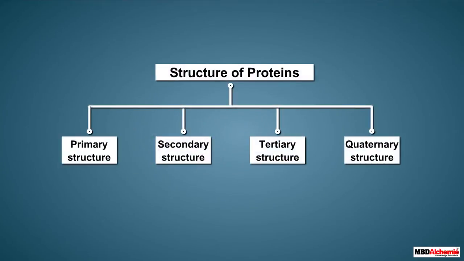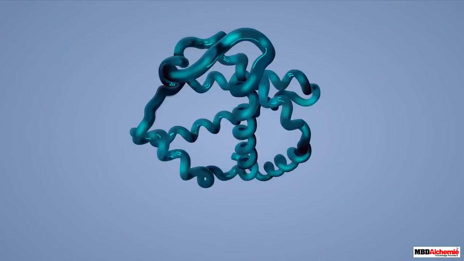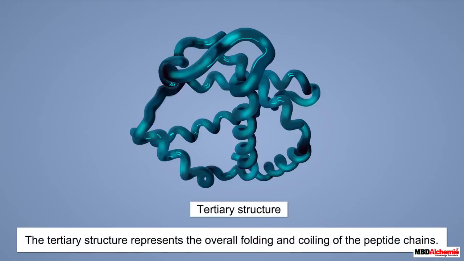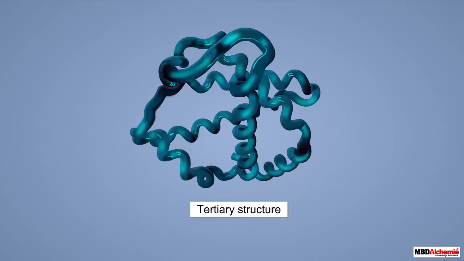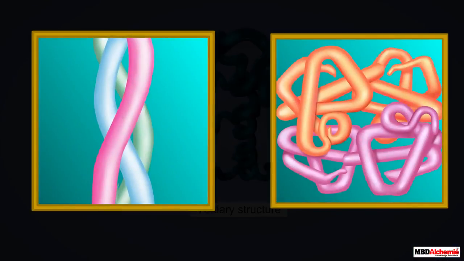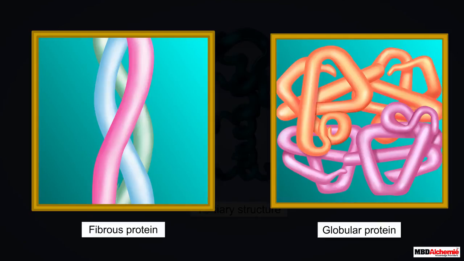The further folding of the secondary structure of proteins gives rise to the tertiary structure of proteins. Therefore, the tertiary structure represents the overall folding and coiling of the peptide chains. It is the tertiary structure of a protein that gives a geometric shape to the protein that can be of fibrous or globular shape.